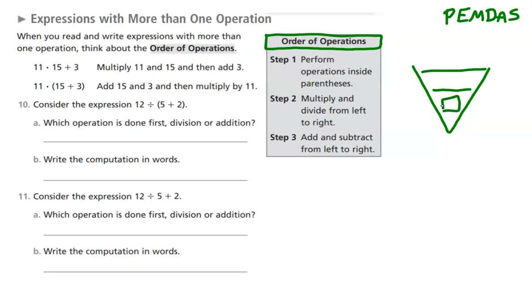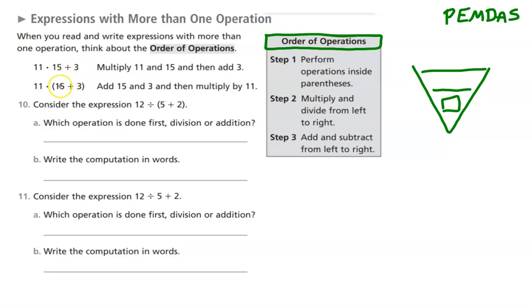Okay? So back to the directions. When you read and write expressions with more than one operation, you think about the order of operations. So for instance, in this problem right here, it says 11 times 15 plus 3. And you have to think about your order of operations. What comes first? Am I going to multiply first or am I going to add first? Well, on this one, I would have obviously needed to multiply first. So I would have done 11 times 15, and then whatever that answer was, I would have added 3. But look at this one with parentheses.